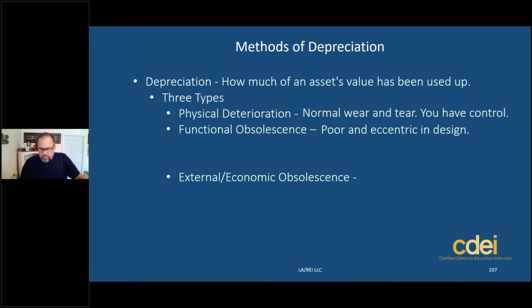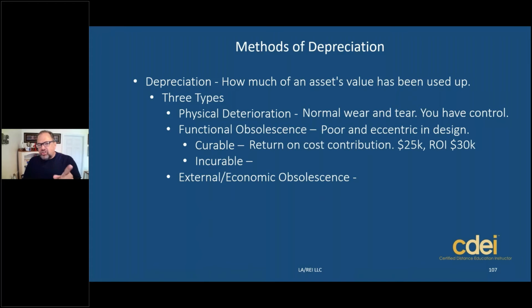Now, 2 terms you want to know about. One's called curable and the other one's called incurable. Curable, and pay attention to this very closely. Curable and incurable only go with functional obsolescence. What does that mean? Well, when I say curable, I'm putting a cost contribution into the property.